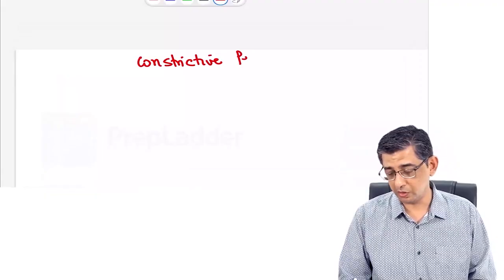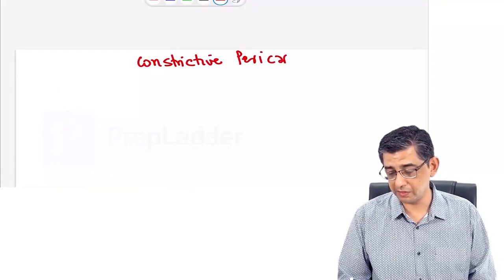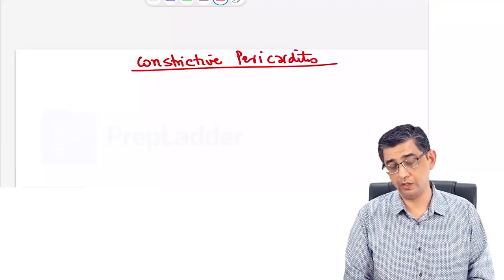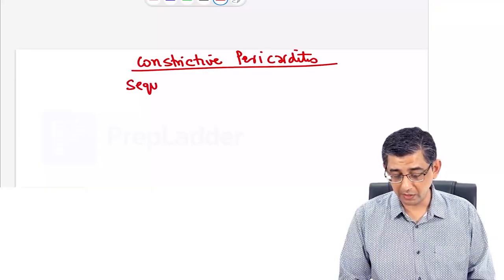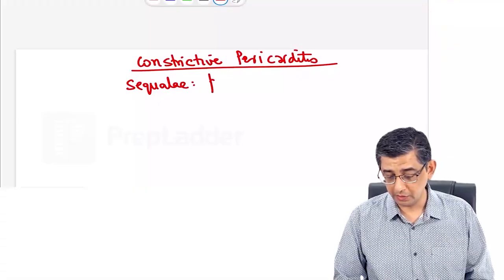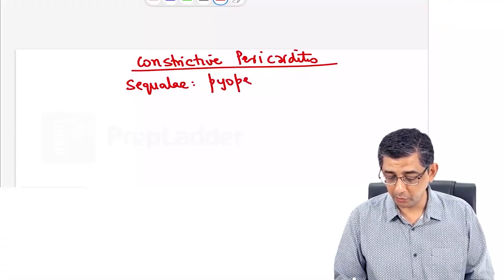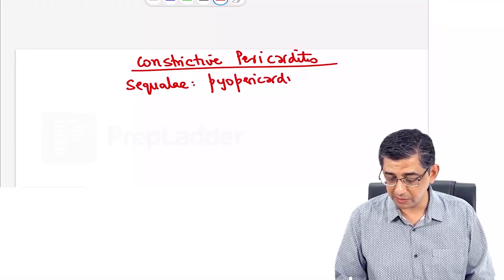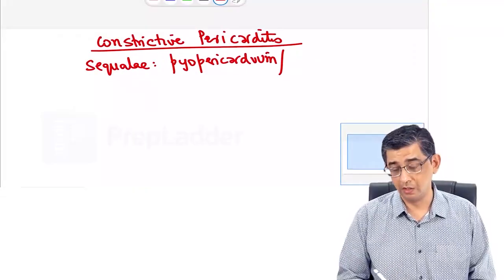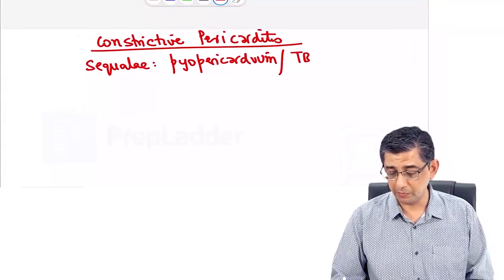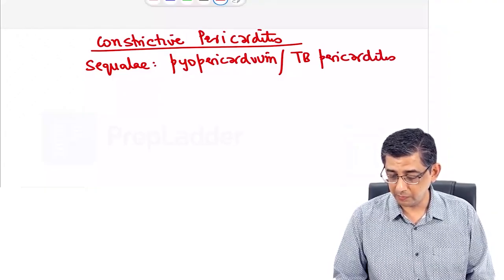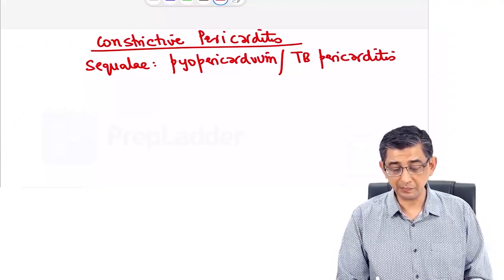Now, a very special auscultatory finding of constrictive pericarditis I want to remind you is pericardial shudder, also called pericardial knock. Why constrictive pericarditis will develop in a patient is mainly that it is a sequela. Either it can be a sequela of pyopericardium, like this person developed pus in the pericardial space, which could be secondary to extension from empyema, or it could be a sequela of tubercular pericarditis. In both the scenarios, the symptoms will develop after months and years.